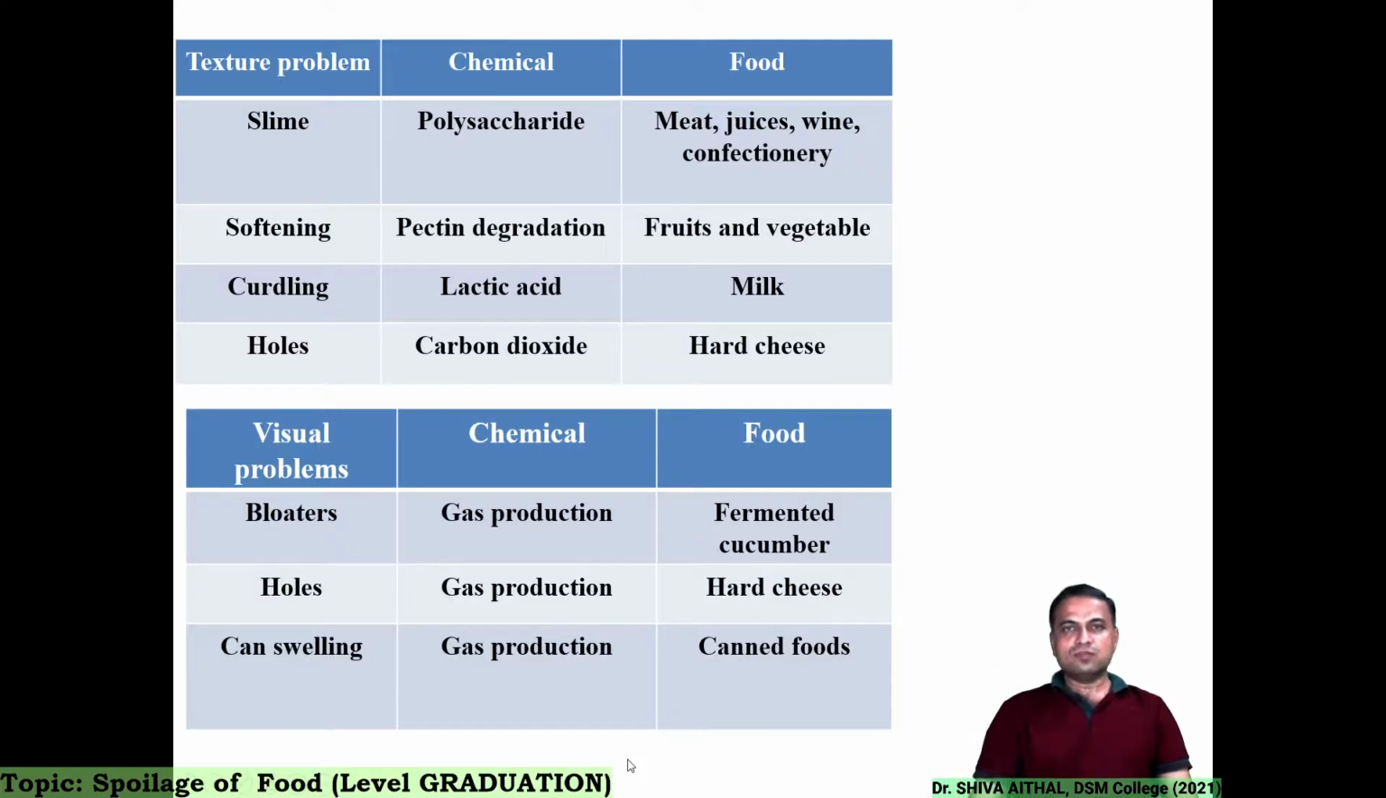Texture problem, if you see the texture, physical change. Sliminess is due to polysaccharide. It is found in meat, juices, wine and confectionery. A bread or a piece of cake, if it becomes slimy, you should not consume it because there are certain bacteria which have produced polysaccharide.